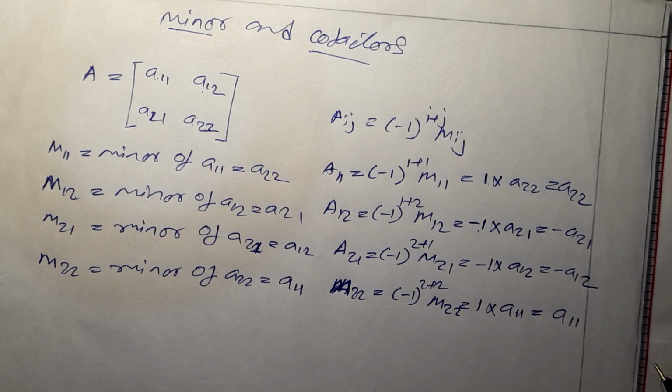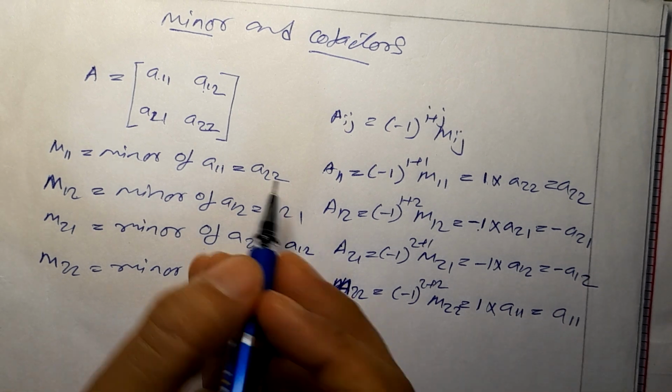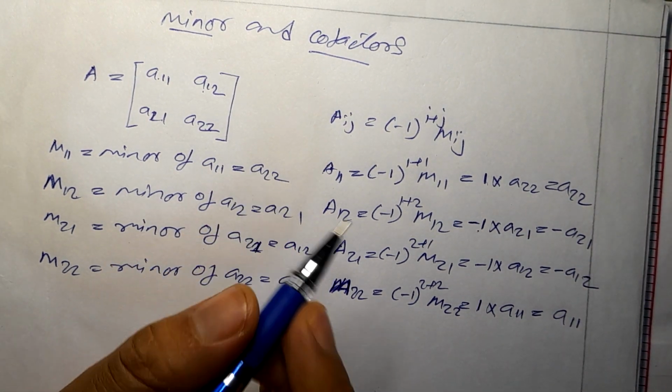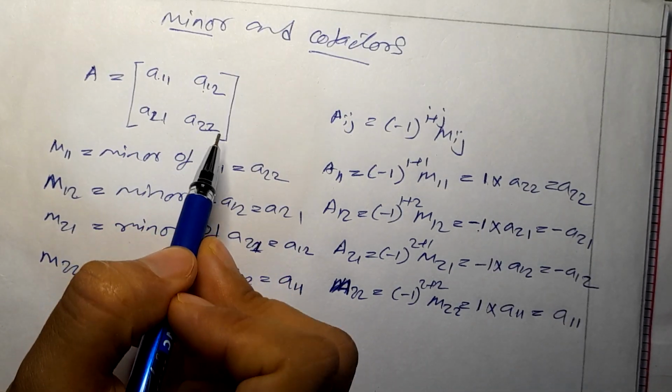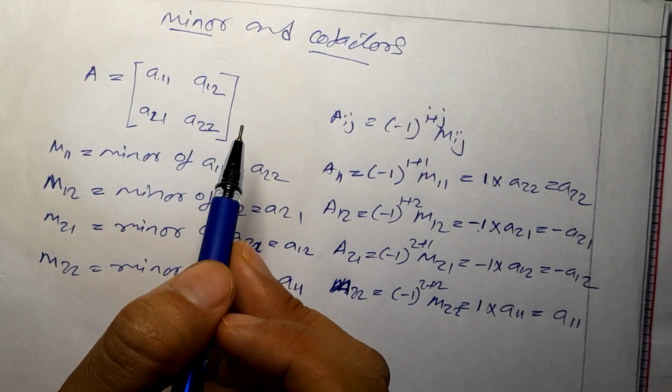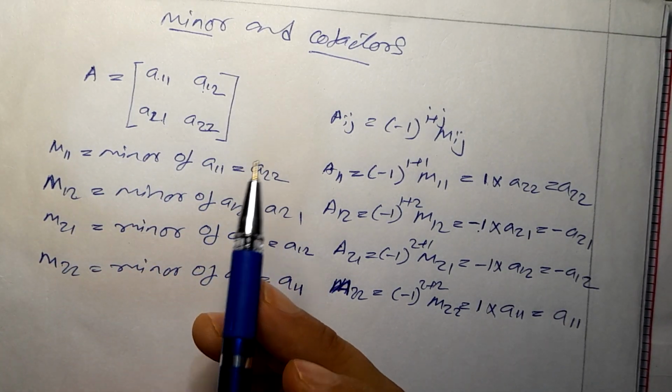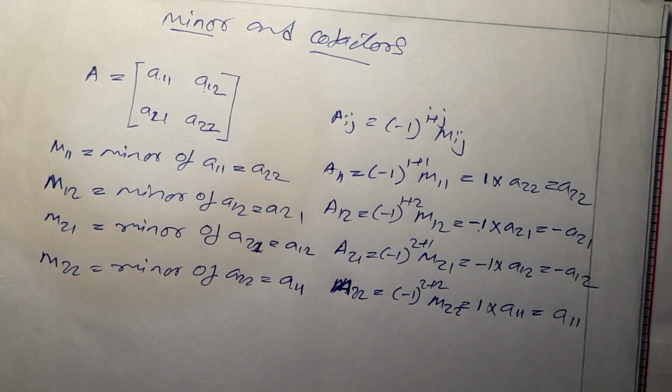So this is the minor and cofactor of the 2 cross 2 matrix. In a 3 cross 3 it will also be in this way, but in 3 cross 3 here we eliminate and get a 2 cross 2 matrix. As soon as we get the 2 cross 2, we will find the determinant of the 2 cross 2 matrix. Now the 2 cross 2 is complete.